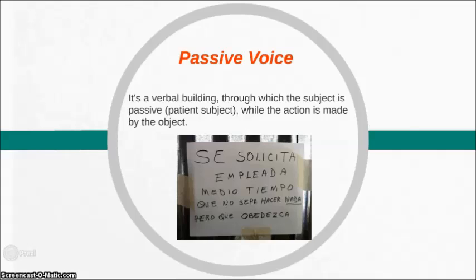And now we are going to speak about passive voice. It's a verbal building through which the subject is passive, the passive subject, while the action is made by the object. So in the notice that is in Spanish, I mean that a part-time worker is needed. It doesn't matter who needs them. I don't care who needs them, but the relevant piece of information is that a worker is needed.